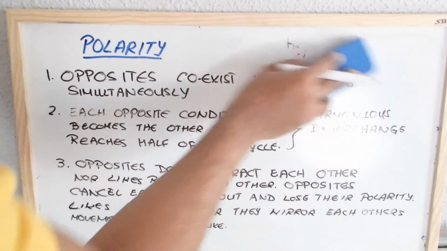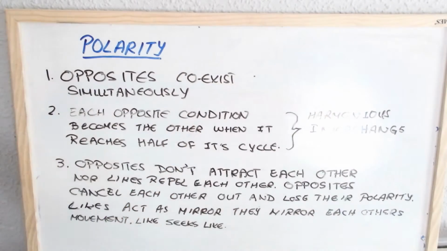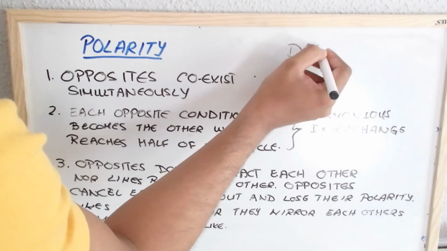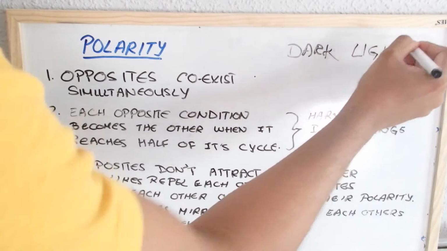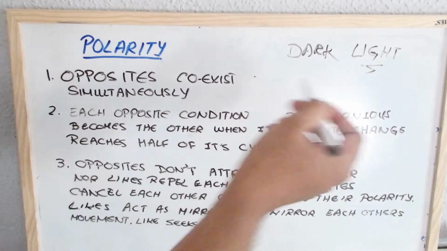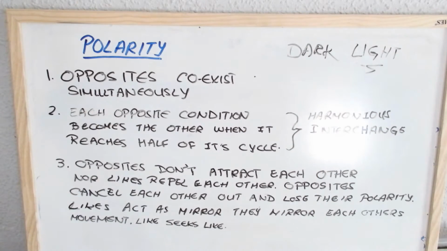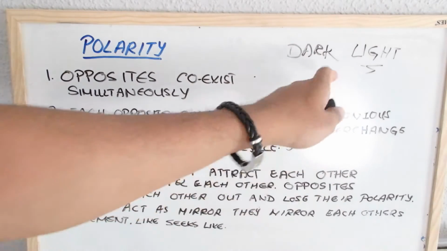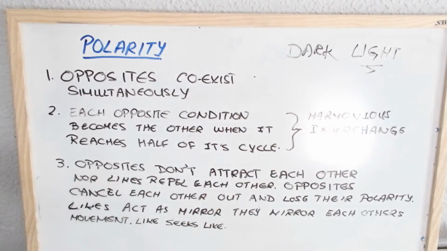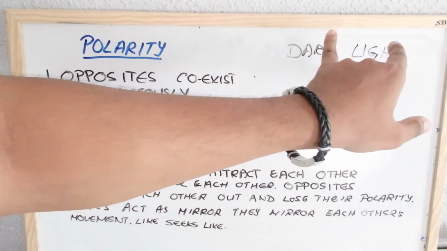For example, the concept of dark and light. How would you know the brightness of the light without the darkness? How would you know the contrast of light without darkness? Same thing. How would you know how dark a room is without shedding a little bit of light on it, I mean, without flickering light in the darkness? So what I'm trying to say is that both concepts coexist at the same time.